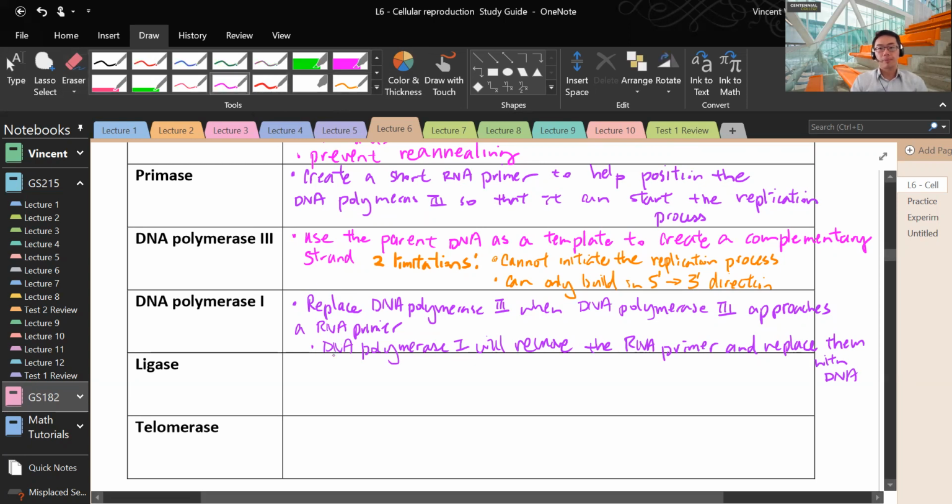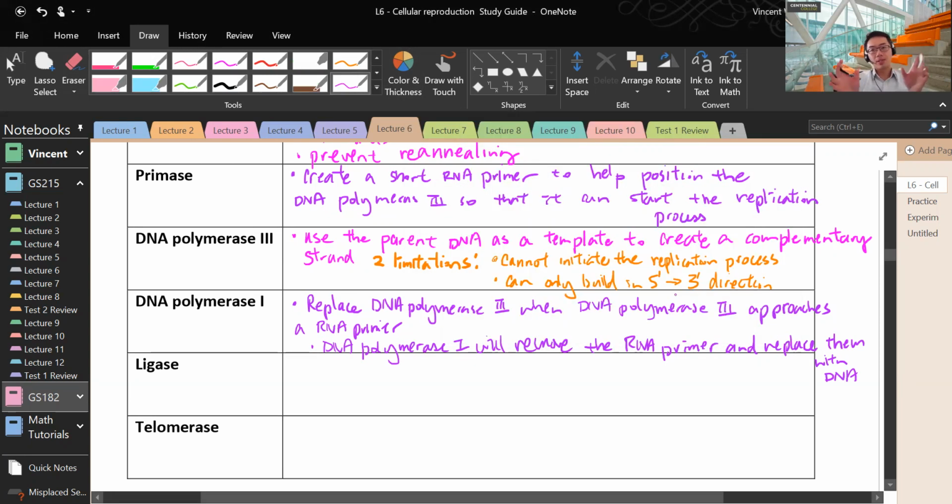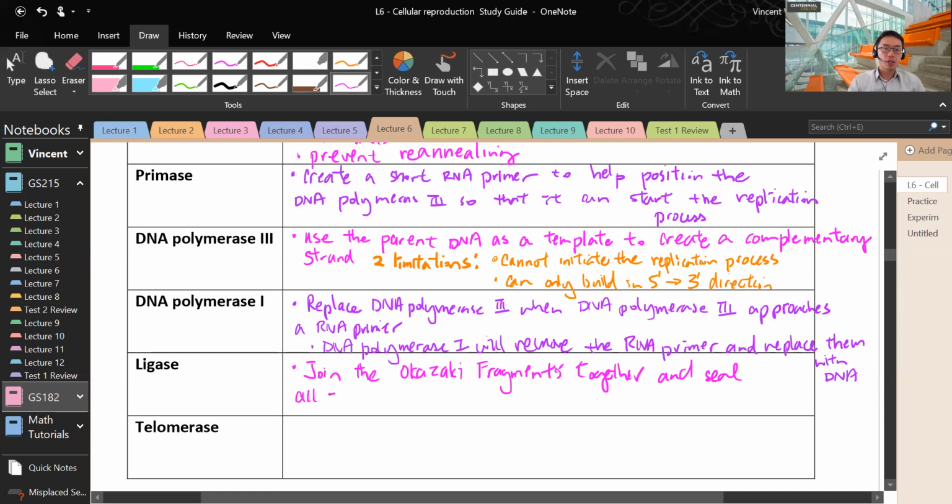We are almost there. Finally, all those Okazaki fragments need to be connected together, and that is the function of ligase. Ligase will join the Okazaki fragments together and seal all the gaps in the lagging strand.